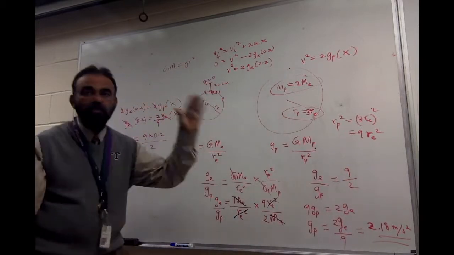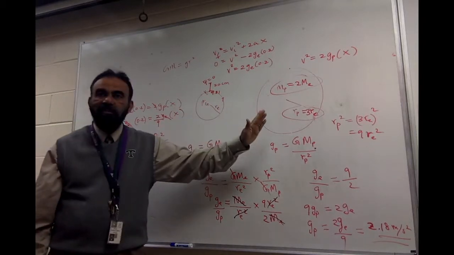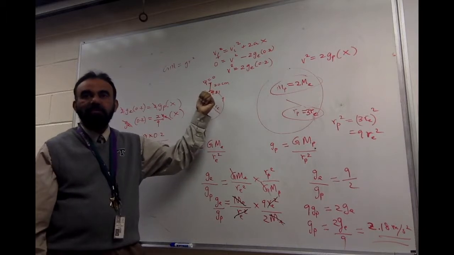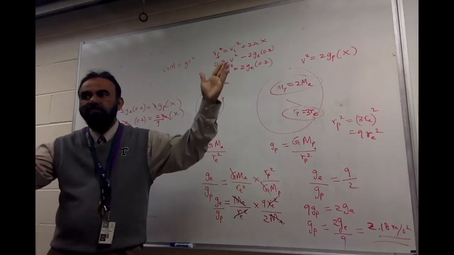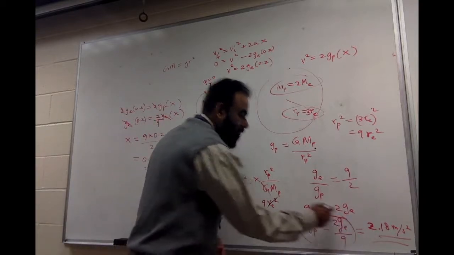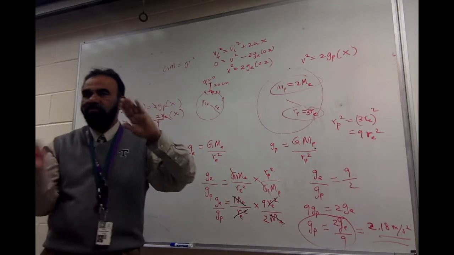But if the question was worded like this, the planet has a mass twice of the Earth, the planet has a diameter which is 3 times that of the Earth. If a man can jump 20 centimeters on the Earth, how high can he jump over there? So what you have to first do is get this. And then go for this. Right? You have to do 2 things.